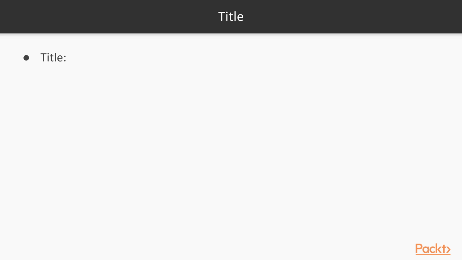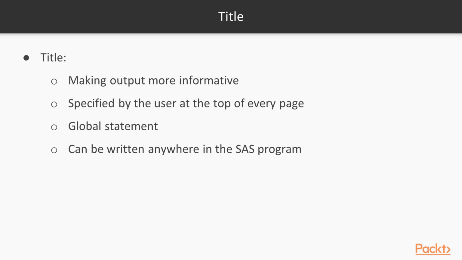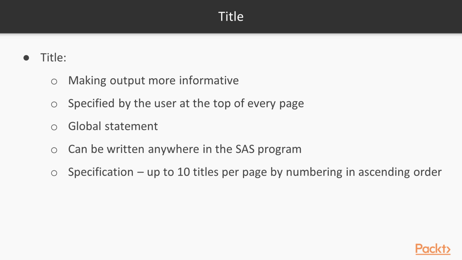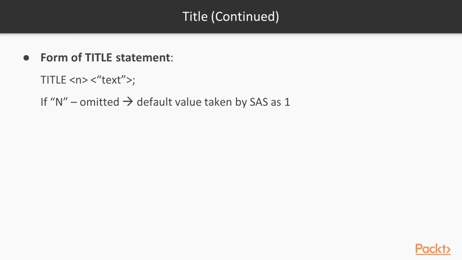Finally, let us talk about the title statement. Title statement makes the output more informative. It is to be specified by the user and it appears on top of every page of the output. It is a global statement and can be written anywhere in the SAS program. The specification is up to 10 titles per page by numbering them in ascending order, and they will appear in that order. The form of the title statement is title n text. If n is omitted, the default value is taken as 1.